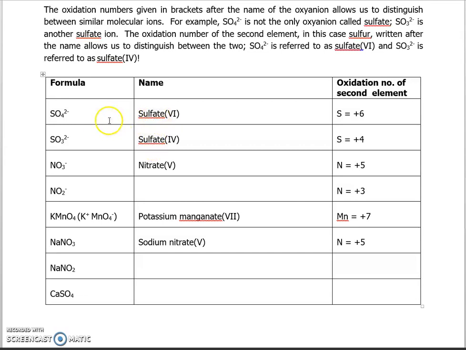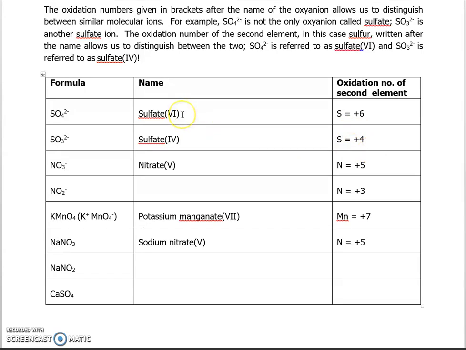We do that by looking at the oxidation number of the sulfur. So as we've done previously, we say sulfur plus 4 lots of -2, which is -8, equals the charge of the ion, which is -2. Add 8 to both sides. The oxidation number of sulfur is +6. If you go through a similar process for this ion, what we used to call sulfite, you find that the oxidation number of sulfur is +4.